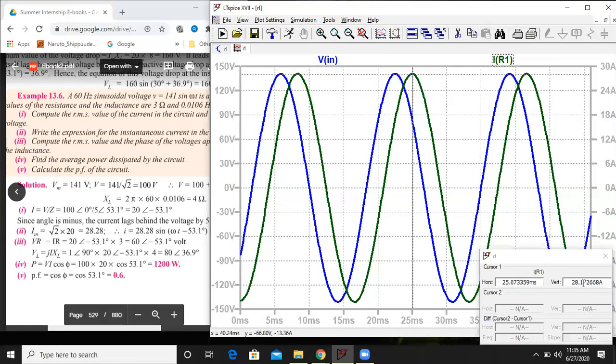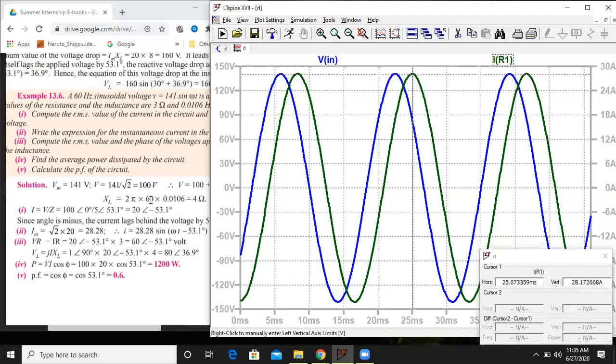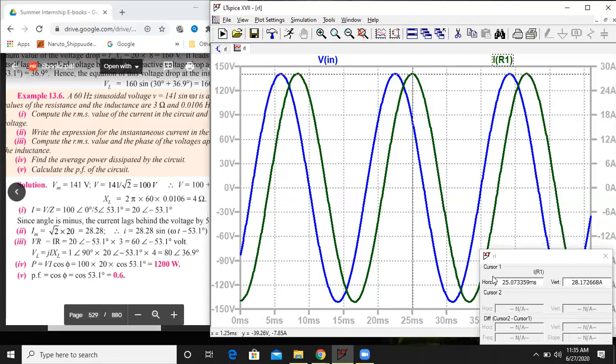Are you getting this number? This number is matching. This is 20 RMS multiplied by √2. By calculator I get around 28.28, and by LTspice I'm getting 28.17. This way you need to take a print screen of this, whenever it is asked. Is this clear?